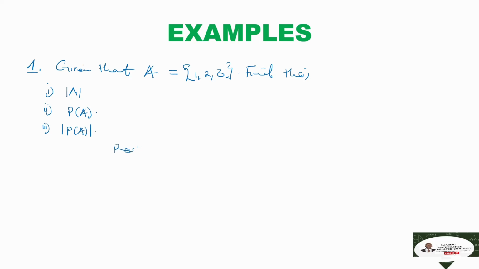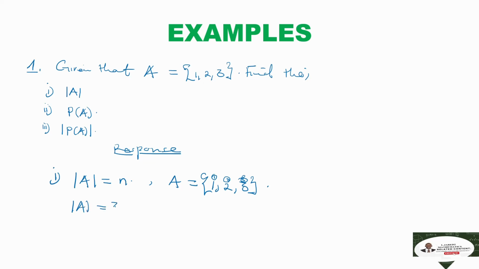Let's have our response. Roman number 1, the cardinality of set A is the same as n, whereby if set A has the members 1, 2, and 3, then to get the value of n, we just need to count off. So this is the first element, the second one, and the third one. So here the cardinality of set A is 3.